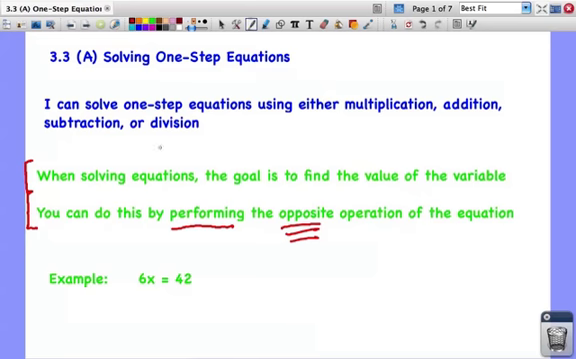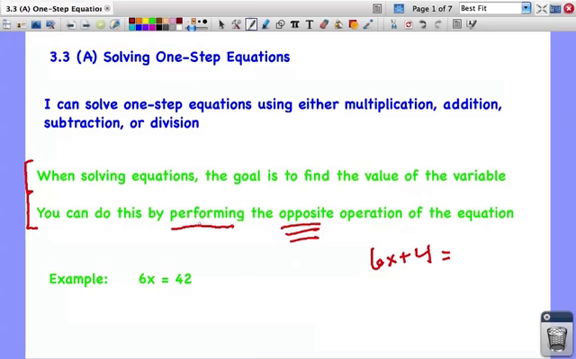Here's my example: 6x equals 42. This means 6 times something equals 42. Before, we were just simplifying expressions. We would just have 6x plus 4 and there would be no equal sign. That's the difference between an expression and an equation: an equation actually has that equal sign, and so now we can actually solve for x.